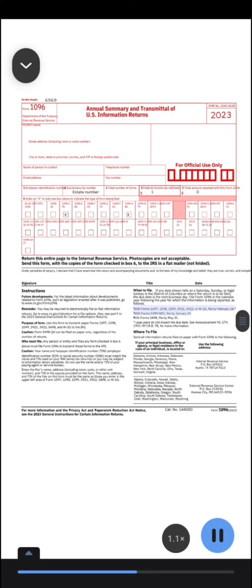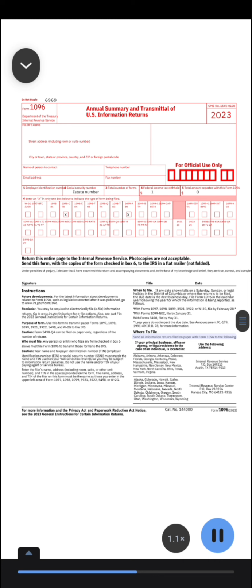64121-9256. With Forms 1097, 1098, 1099, 3921, 3922, or W2G, file by February 28. With Forms 1099-NEC, file by January 31. With Forms 5498, file by May 31. Leap years do not impact the due date. See Announcement 91-179, 1991-49 IRB 78, for more information.